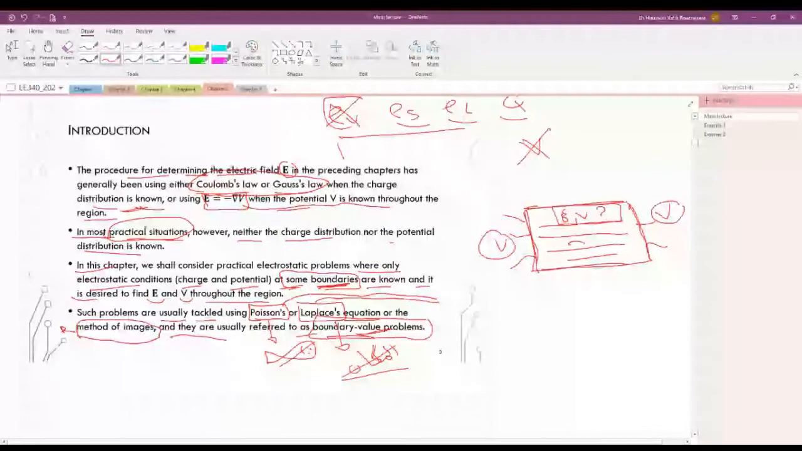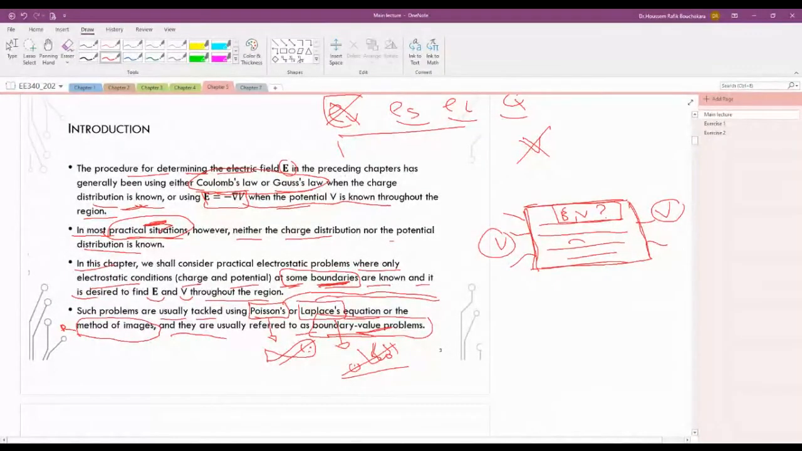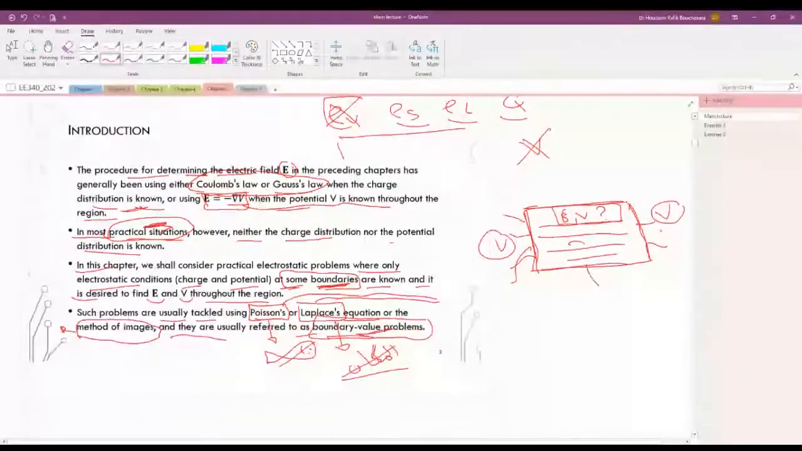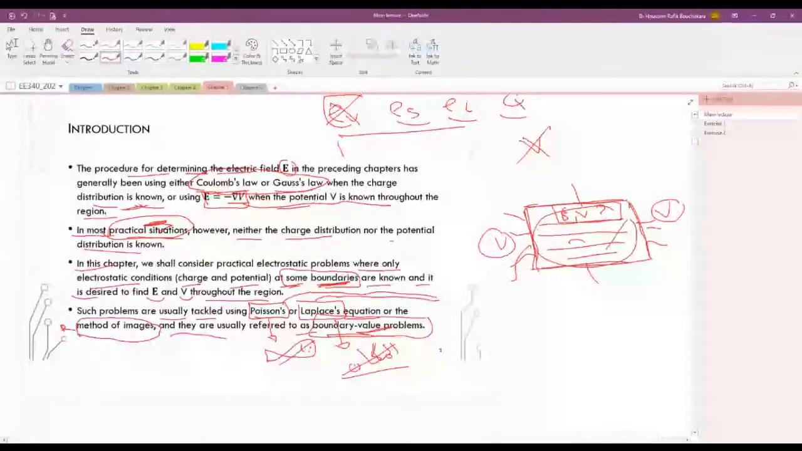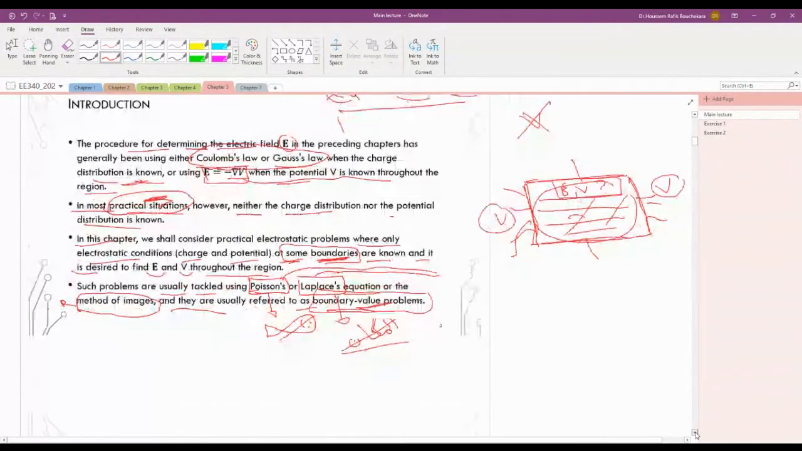However, in practical situations, neither the charge nor the potential is known. So this is why we need to solve what we call a boundary value problem. Because I know the quantities at the boundary and I want to determine them inside that region. Such problems are usually tackled using Poisson's and Laplace equations. These are two equations, Laplace and Poisson.